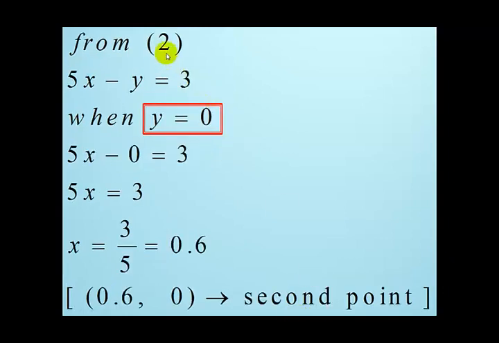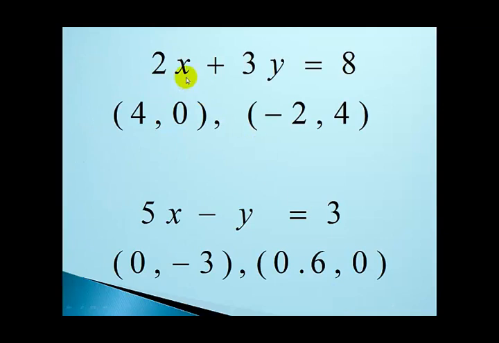Now from the same equation 2, 5x minus y equals 3. When y equals 0, that is when we choose y to be equal to 0, wherever we see y, we substitute it by 0. So in doing that, we have 5x minus 0 equals 3. Now 5x minus 0 equals 5x. So if 5x equals 3, how do we find x? We divide both sides by 5. And so when we divide the left hand side by 5, we are left with x. When we divide the right hand side by 5, we have 3 over 5, and this is equal to 0.6. So the x coordinate is 0.6 and the y coordinate is 0. So we have 0.6, 0 to be the second point on the second line from the second equation.